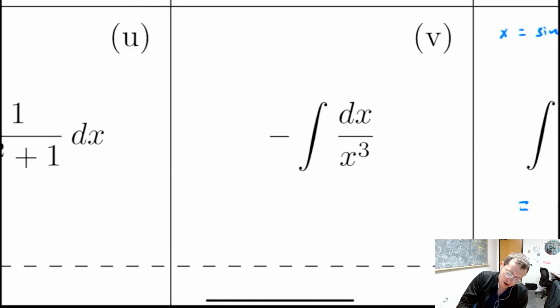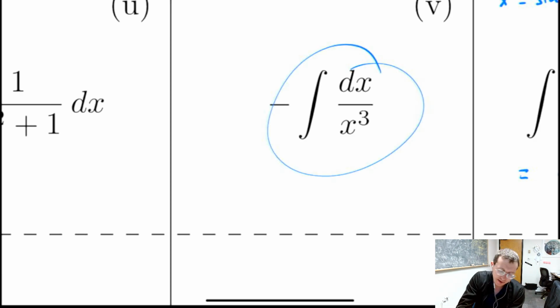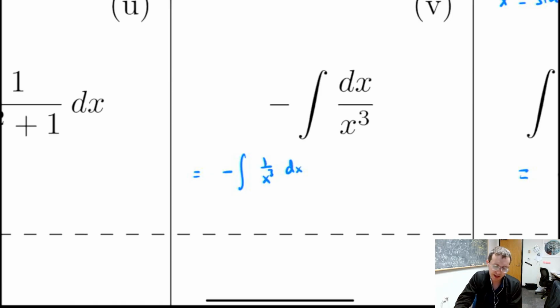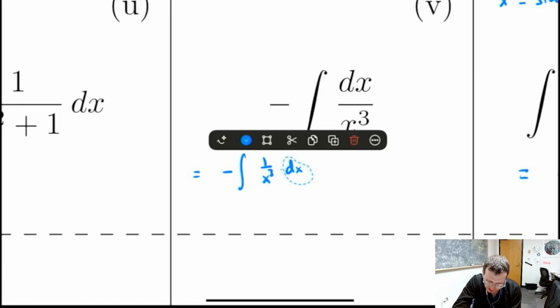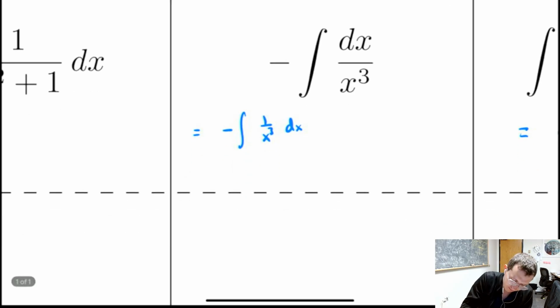Okay, minus 1 over x cubed. This dx over x cubed can be a little confusing, but all this means is we're integrating 1 over x cubed with respect to x. Normally when you multiply two quantities like this, you could bring the dx up there. That's all that's going on.